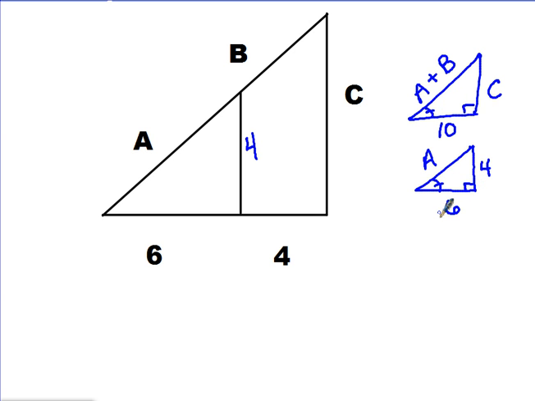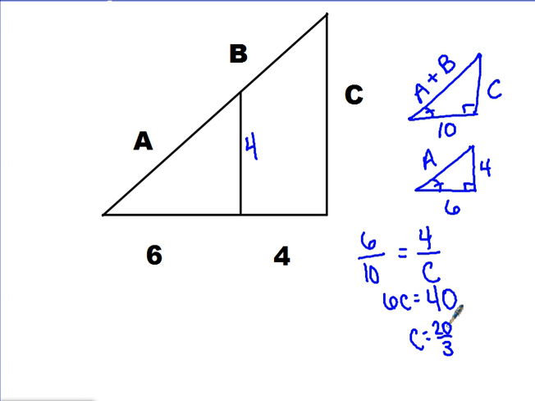All right, so we know that 6 is to 10. We're going small triangle to big triangle. We know that 4 is to C. All right, so there's one proportion in which we can solve for side C. All right, so to solve for C, we would cross multiply. 6 times C equals 4 times 10, which is 40, which means that C equals 40/6, or 20/3. All right, so we've solved for side C.